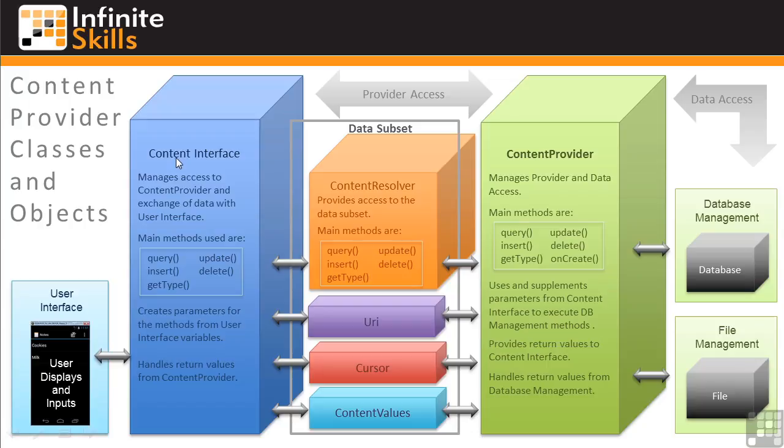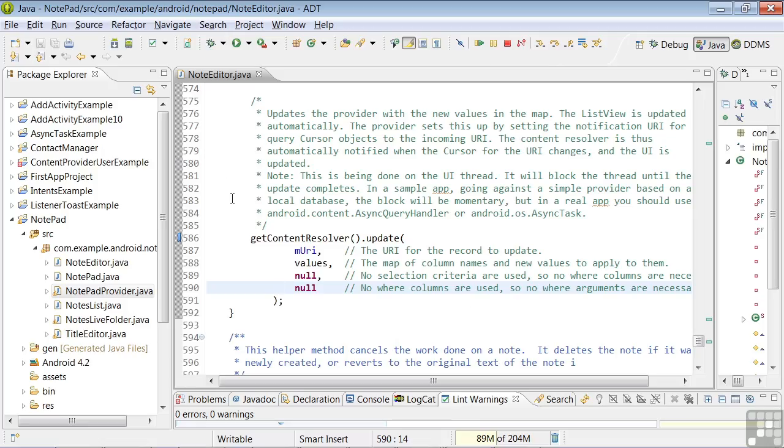The content interface is my label for this group of code. In some apps, it might be located in a single activity. In other apps, it might be spread out among a number of activities. But let's take a look inside our sample app at some content interface code. In our sample Notepad app, there's content interface code in the Notes list, Note Editor, and Title Editor source modules. For example, in the Note Editor file, starting at line 586, we have a statement that uses the update method.